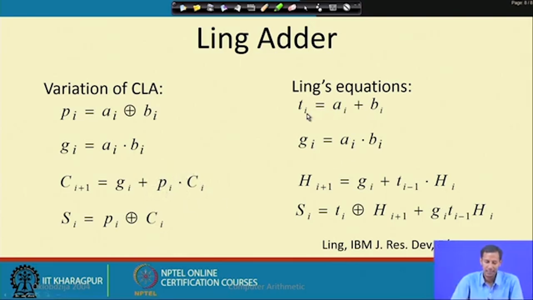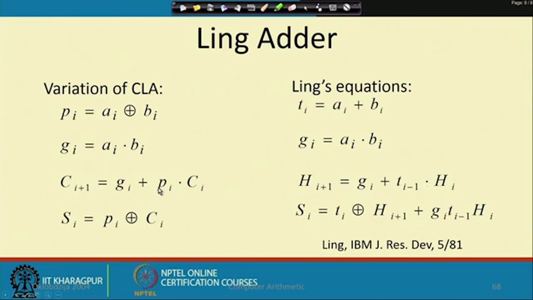So it says that T(i) equals A(i) plus B(i), G(i) equals A(i) dot B(i), and H(i+1) equals G(i) plus T(i-1) dot H(i).